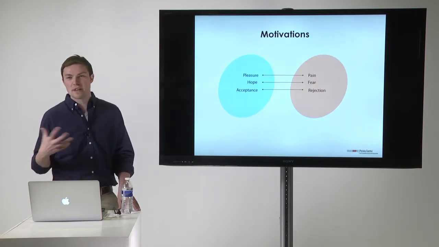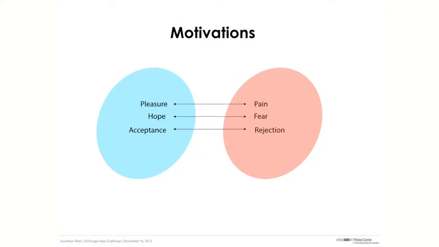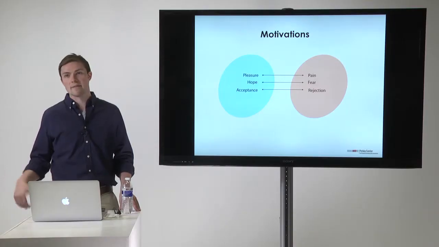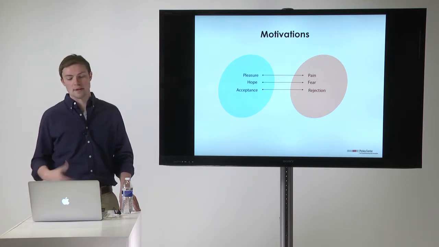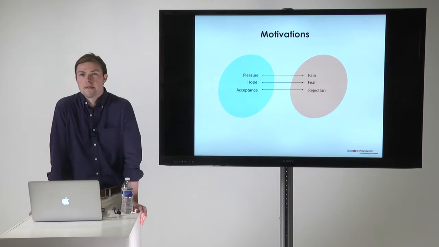And then motivations themselves, they can vary on a scale. So motivating factors can be something that's pleasurable. So maybe you're increasing pleasure of something, or pain on the other side. Maybe you're decreasing some kind of pain that they have. Hope and fear, acceptance, rejection. These are just examples or categories so you can think about the ways that people are motivated.